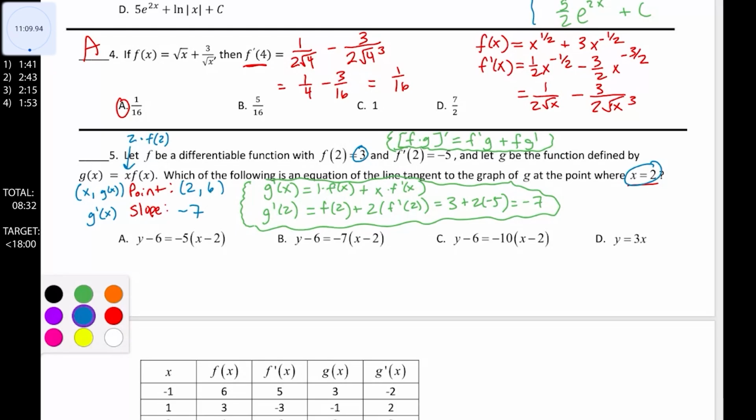And so now that we have the point and the slope, we're ready to write our equation in point-slope form, which is y minus y1 equals m times x minus x1. Okay, our x1, y1 is 2, 6. So we should have y minus 6 equals the slope, -7, times x minus 2, and we can see that our answer is B.